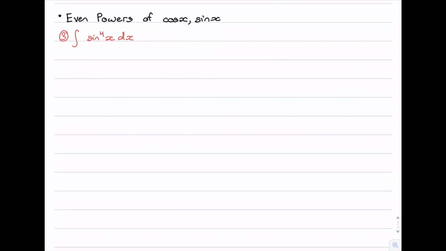So now we're going to have a look at how to integrate the even powers of cos and sine. And this is something that we've already touched on in the Extension 1 course. We've integrated sine squared and cos squared. And to do that, we utilized the double angle formula for cos. So we looked at cos 2 theta.